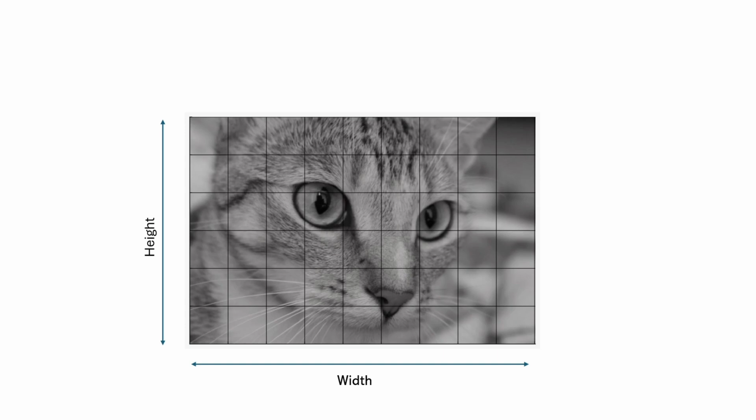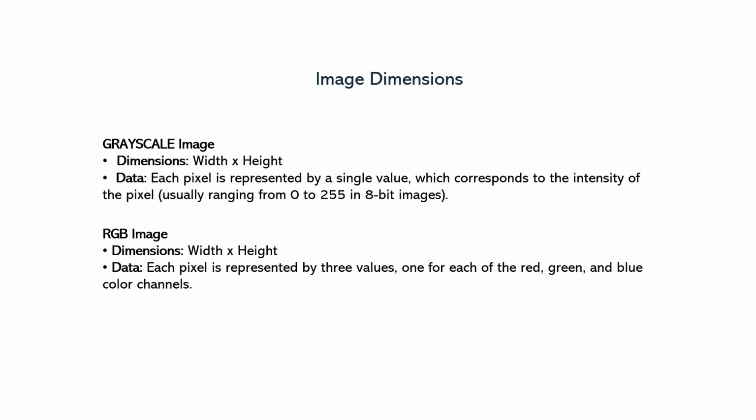In a grayscale image, each pixel has a value between 0 and 255. 0 represents black, whereas 255 represents white, and the values in between represent different shades of gray. Okay, now let's move on to RGB images.